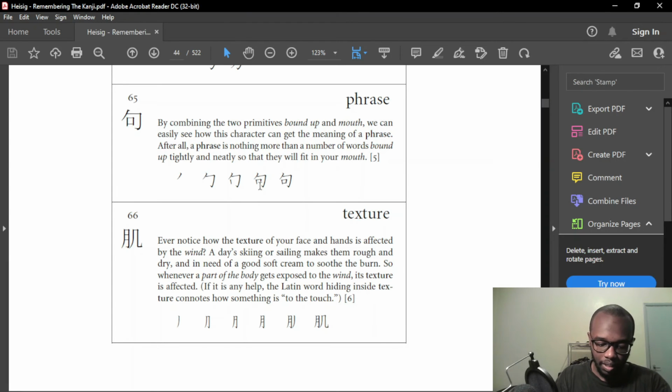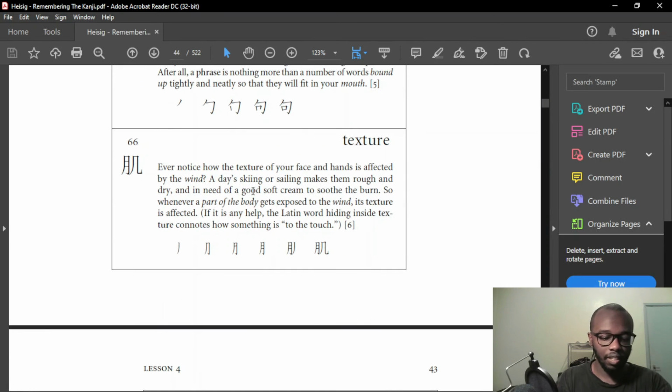But we shall see. Yeah, and we are now reviewing this using the Kanji study.